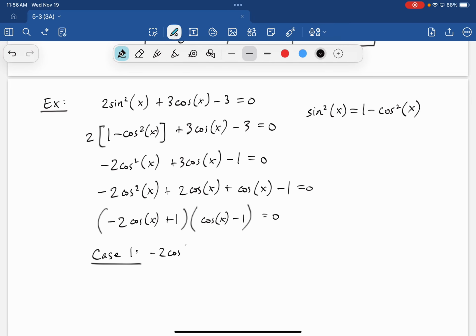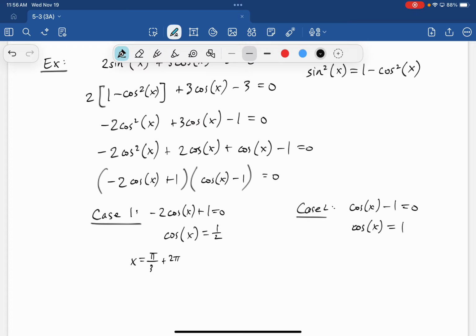And then I can go through my normal process of solving, and I would find that for case 1, x equals pi over 3 plus 2 pi n, and 5 pi over 3 plus 2 pi n. And then for cosine x equals 1, I'm going to have x equals 0 plus 2 pi n. And then 0 is the only solution.